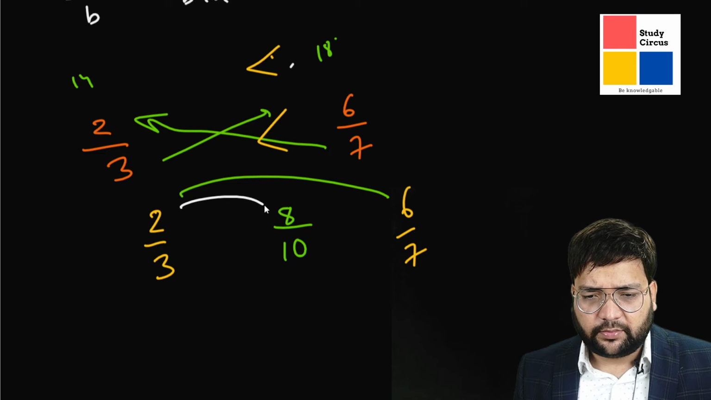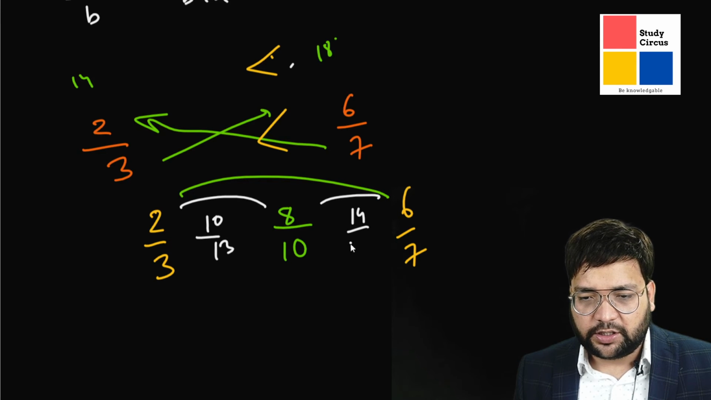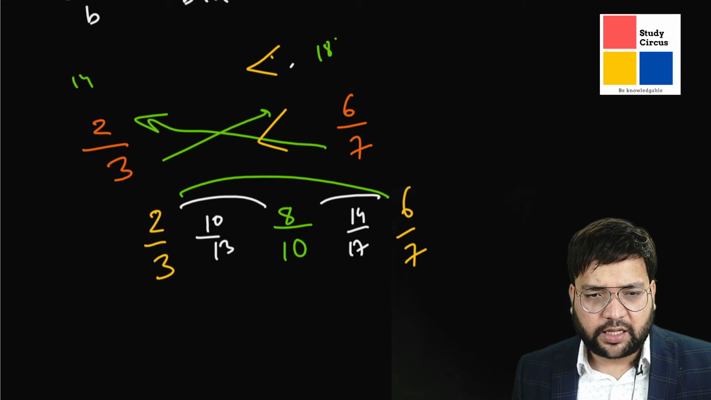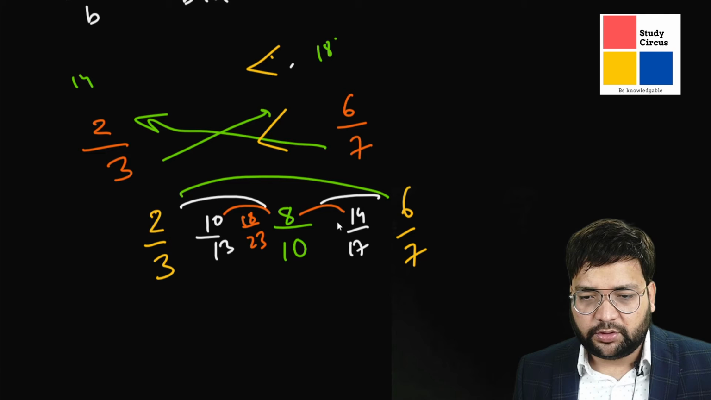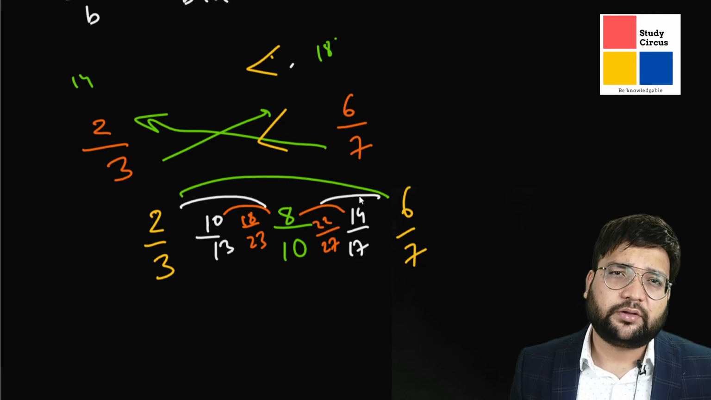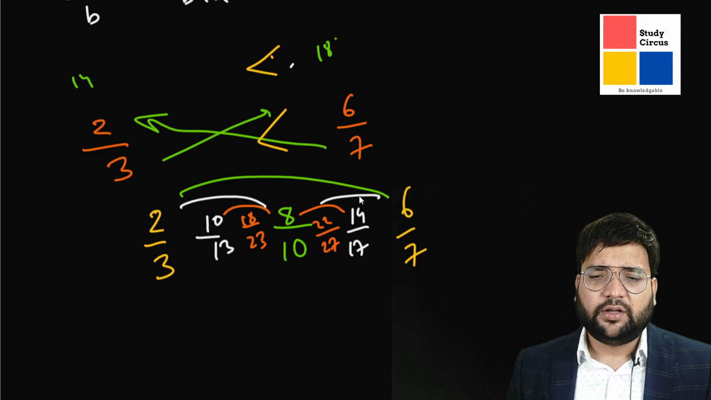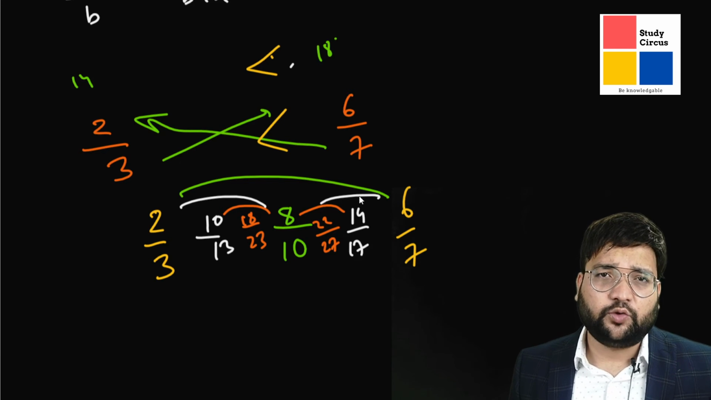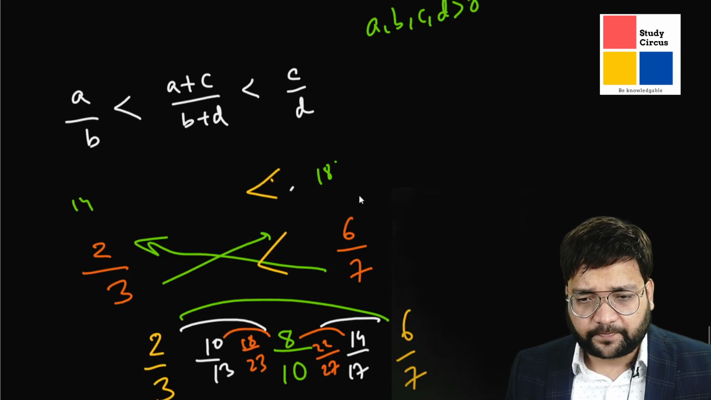Then again, in between these two, it is 10 by 13. Here it is 14 by 17. Again, likewise, you can find many numbers. In between these two, 18 by 23. In between these two, it is 22 by 27. So likewise, you can find as many numbers as you want in between any two given rational numbers. Of course, it is in p by q form.